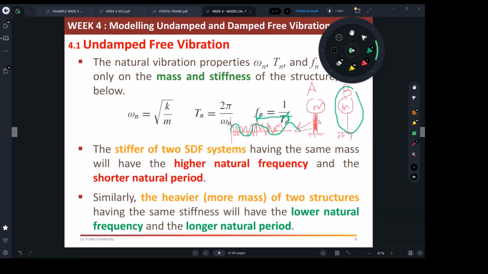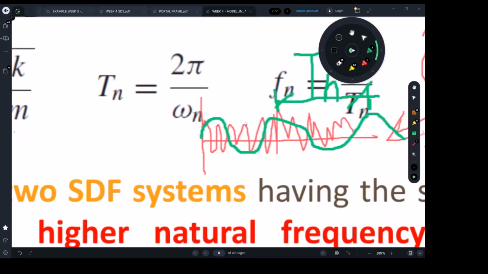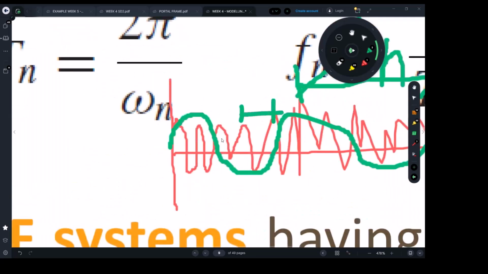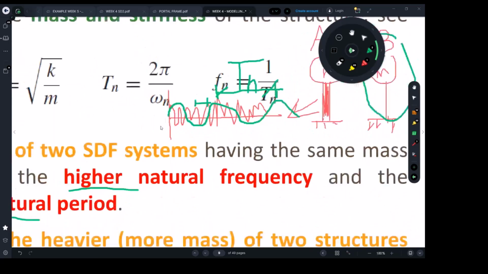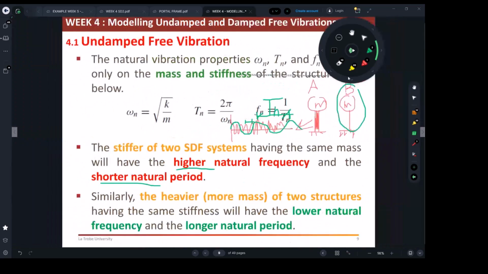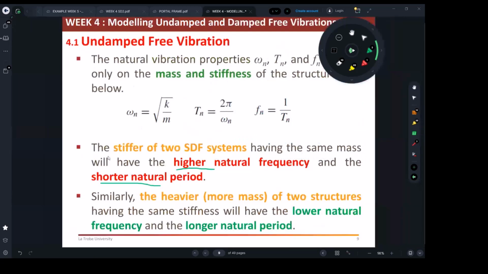It can sway a lot left and right, so it has a longer time period. Its natural time period takes a long time to happen, and it has less frequency. But number A, which is stiffer, has higher natural frequency and shorter natural period. You can see its natural period is much, much shorter because it's stiffer. So just try to imagine always what each system means.